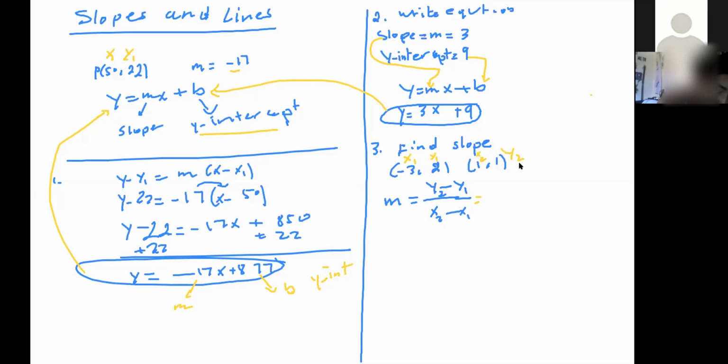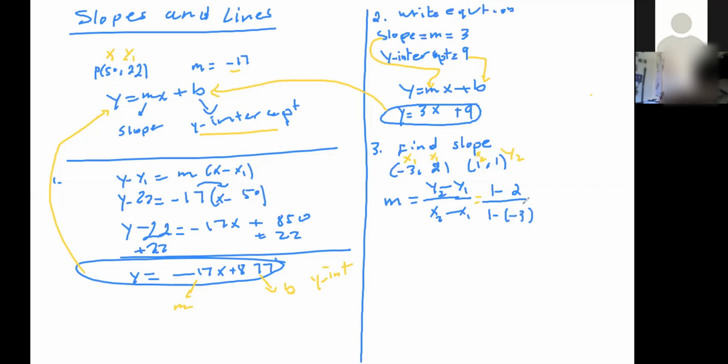What is y2 from here? Y2. So you do 1 minus -2. That's right. Over -3. No, x2. I'm going to start from x2 this time. Oh, 1 over -3. That's right.